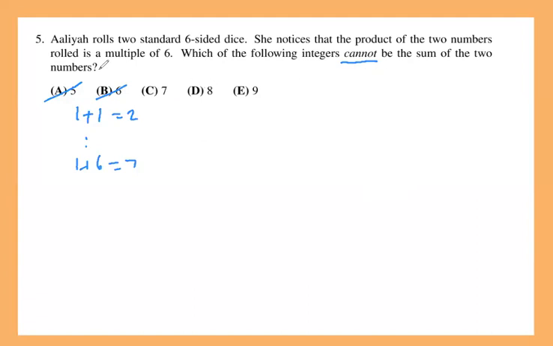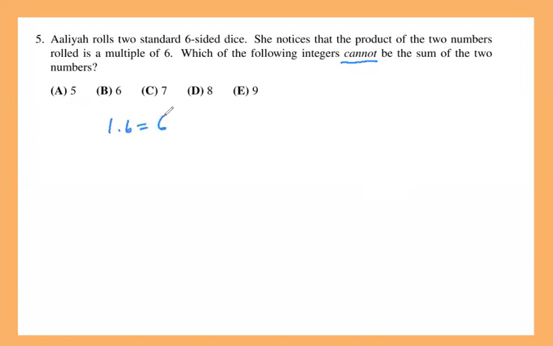Let me double check. Actually, no, that should be a multiple of 6. Okay, let me clear this mess. I was trying to add them. So it says the product of the 2 numbers rolled has to be a multiple of 6. So maybe we can try 1 and 6.